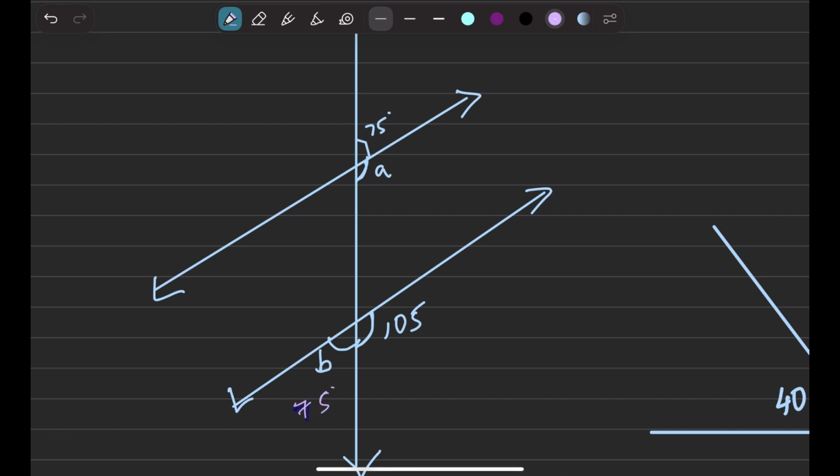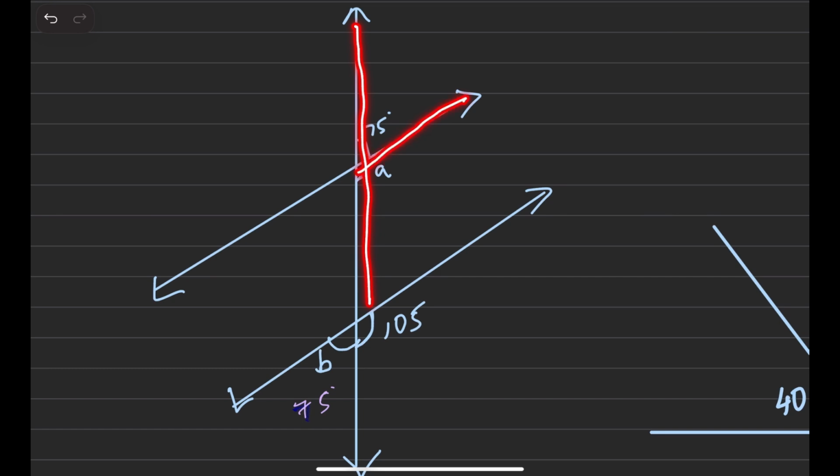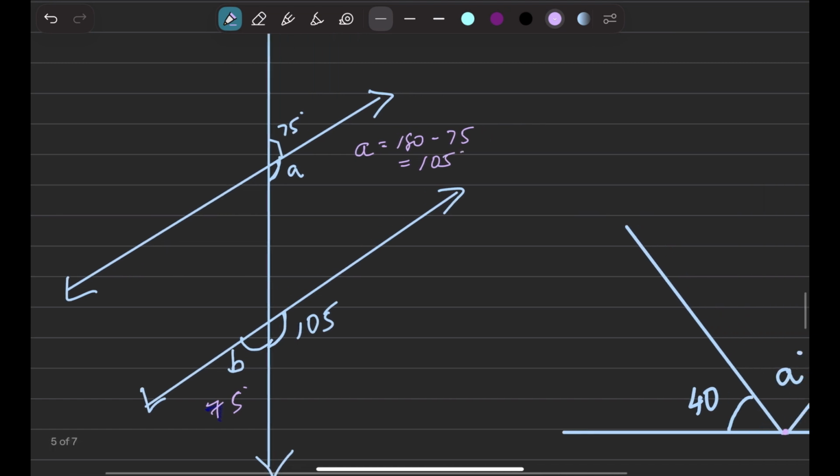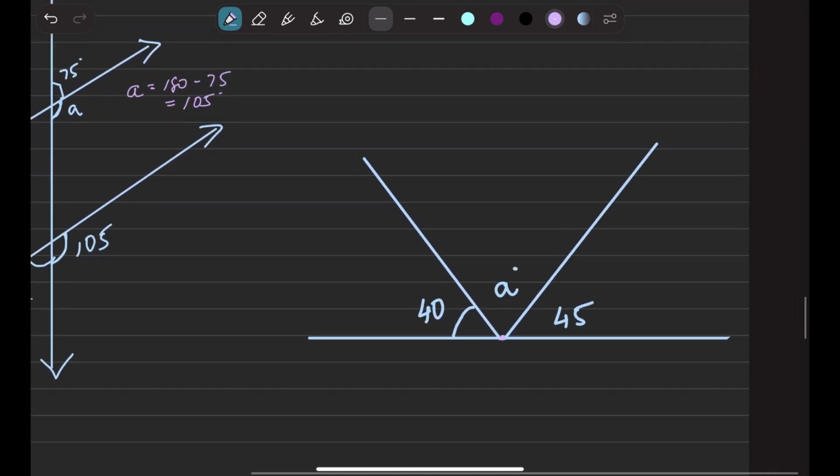How do we find A? Similarly, just that the line is in a different direction, but it's the same thing. See, this is the line and this is coming here. So this and this are again forming a linear pair. So A will be how much? A is 180 minus 75, which is 105. Done. This is all.